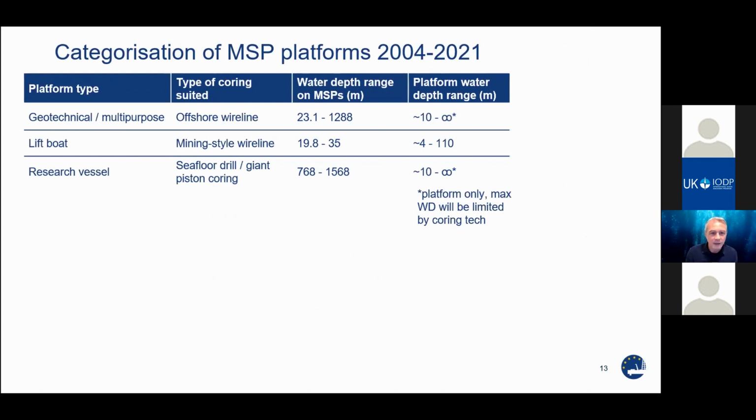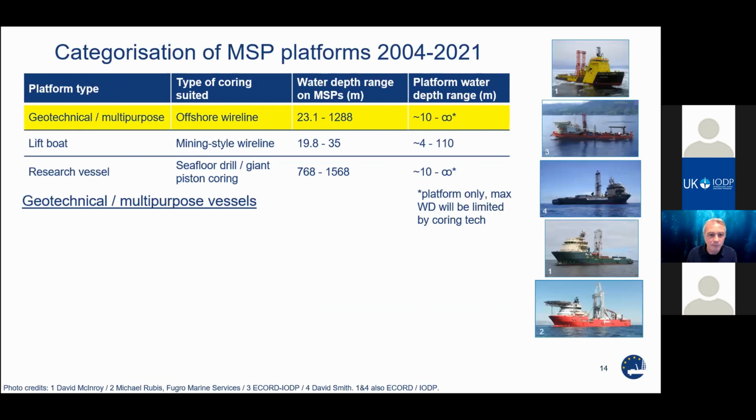Okay, to simplify things, we can look at the general capabilities of the three vessel categories as used in MSPs. So taking geotechnical and multi-purpose vessels first, we can see that although we have used this type of vessel in water depths between 23 and 1288 meters, they can in fact operate in as little as 10 meters water depth.